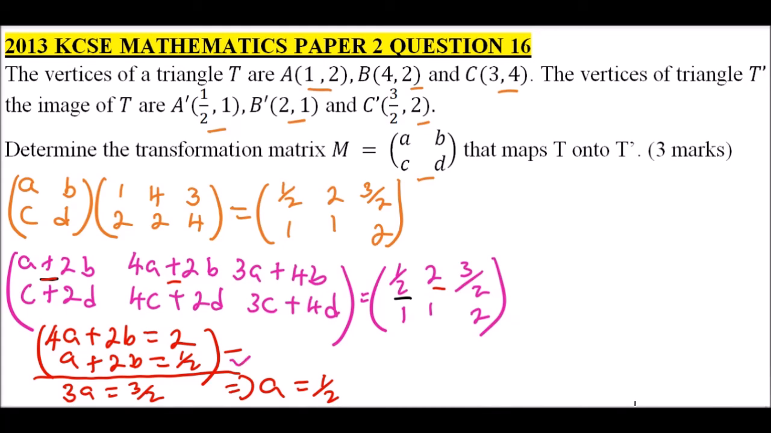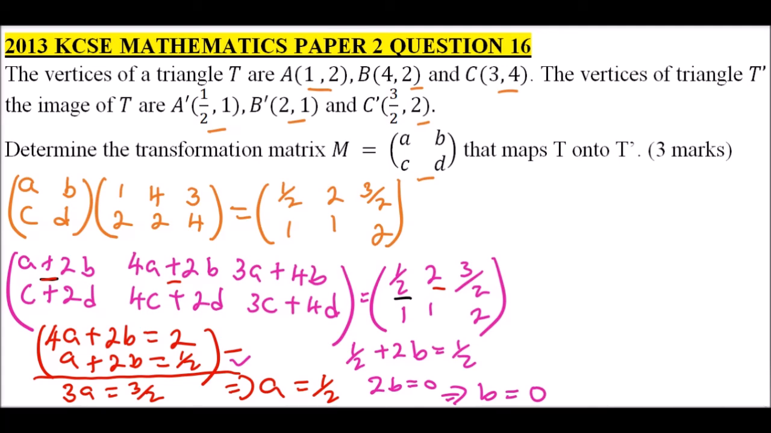If A is a half, we can substitute our A in the second equation and say a half plus 2B is equal to a half. So subtract a half from both sides, this will be 0. So 2B is equal to 0, implying that our B is equal to 0.